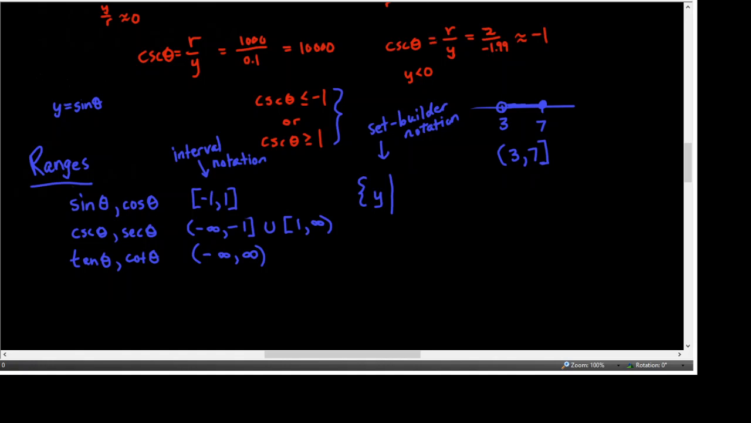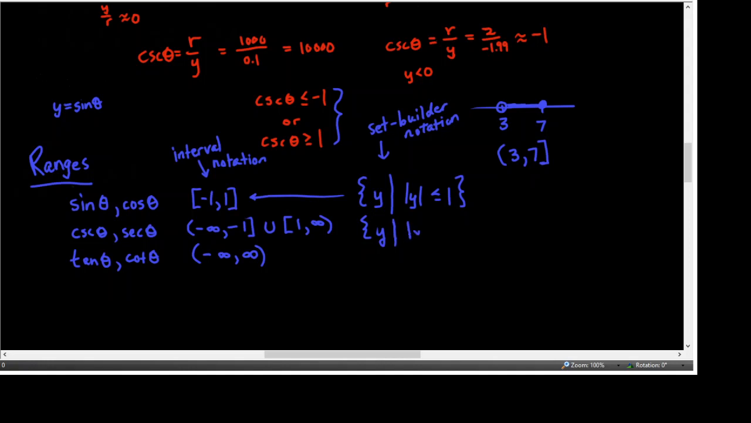And another way to say that there are numbers between negative 1 and positive 1 inclusive is to say that the absolute value of that y value, anything between negative 1 and 1, if you take its absolute value, the answer will be less than or equal to 1. And that's the same thing as that.